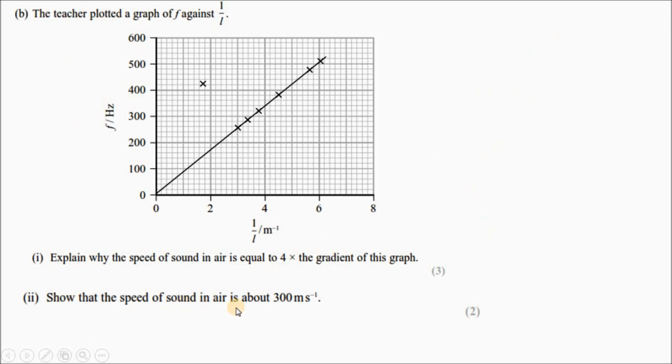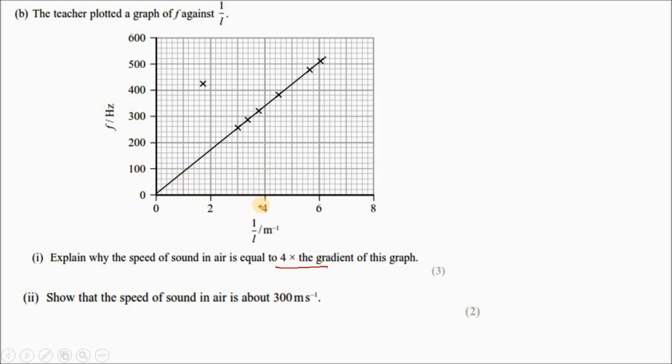Show that the speed of sound in air is about 300 meters per second. So it's a straightforward question again. What you do is find the gradient of this line, and then use the formula times 4. It will give you the speed.